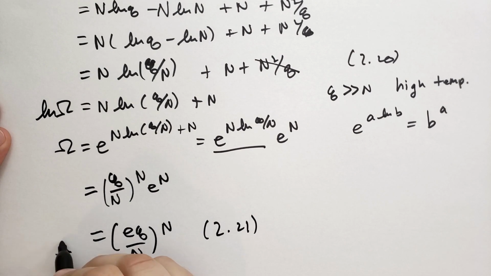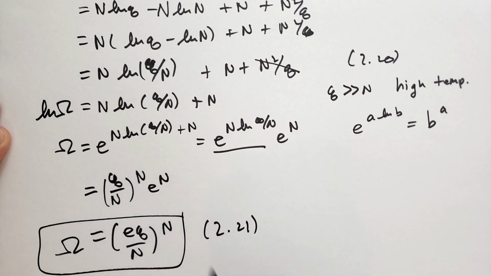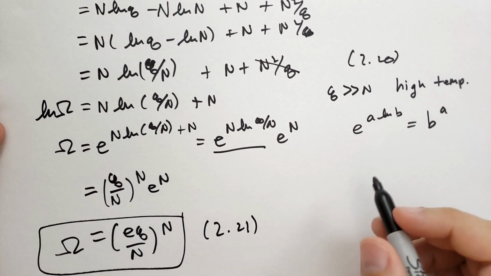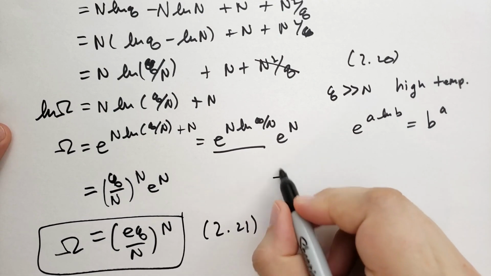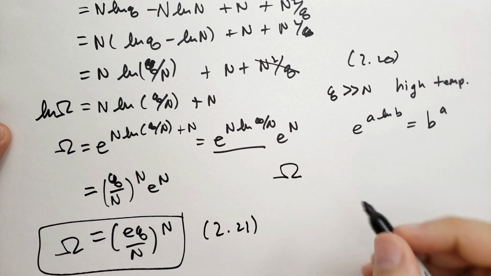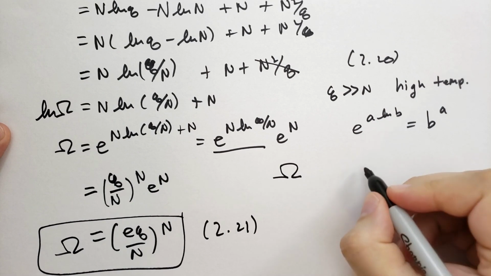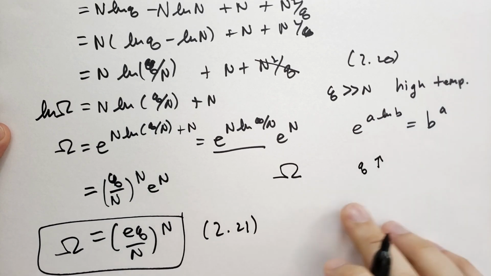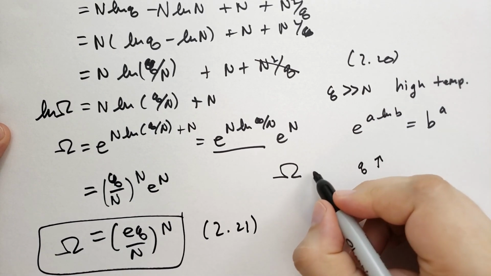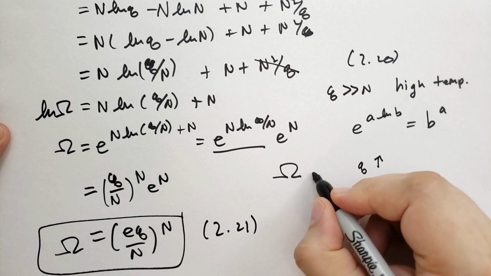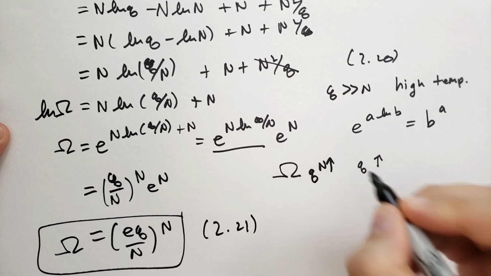Now, let's look at this really quickly and see what happens as we change the numbers. So what happens to omega as Q increases? As you increase Q, omega is going to go up by Q to the n.